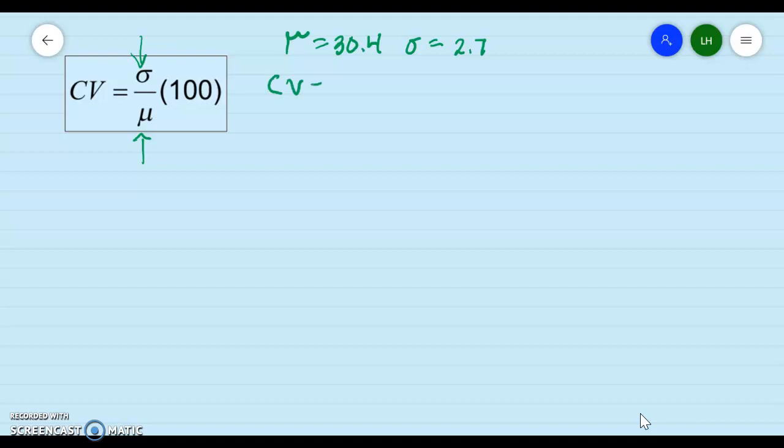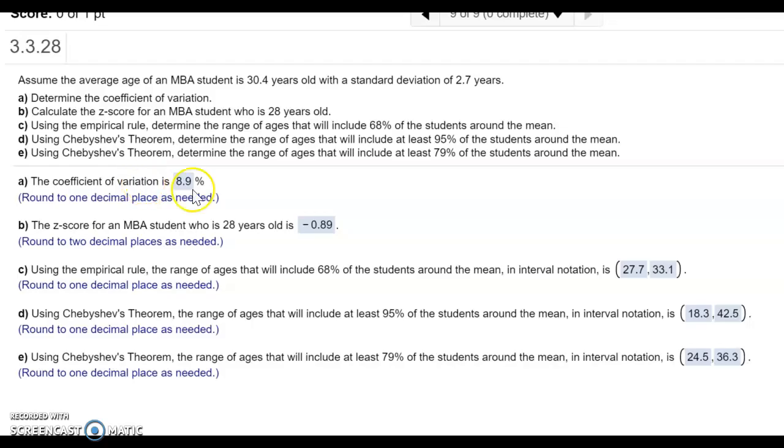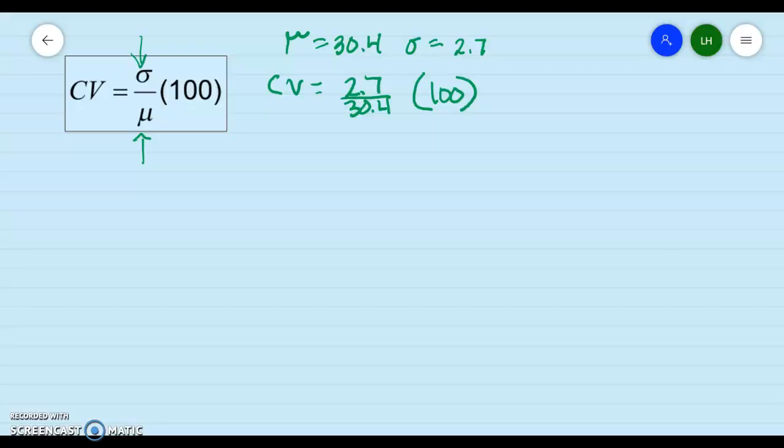So we're going to do 32.7 divided by 30.4 times 100. We're going to round this to one decimal place. So when you do that, you're going to get 8.9%. So that is part A.